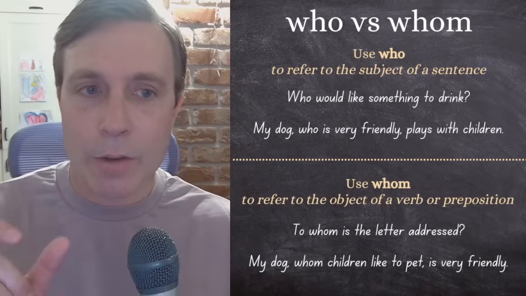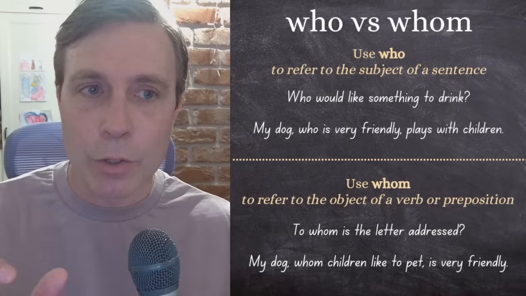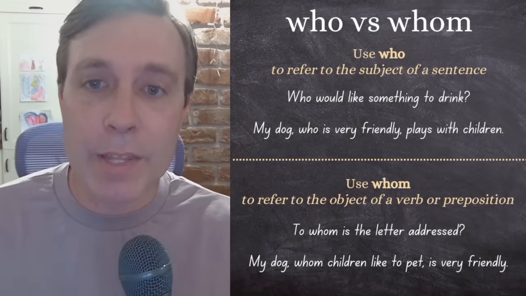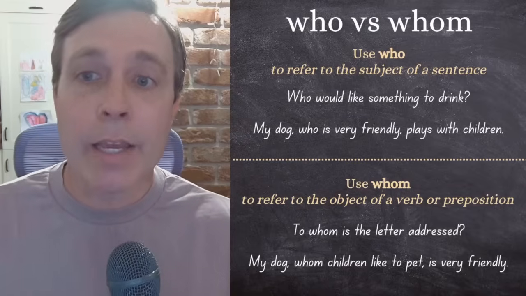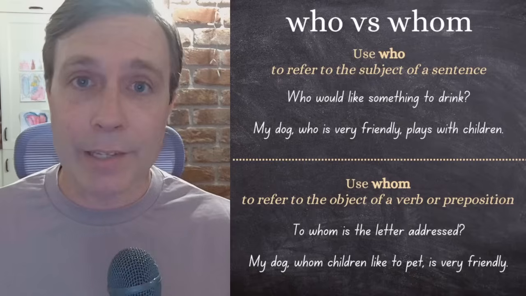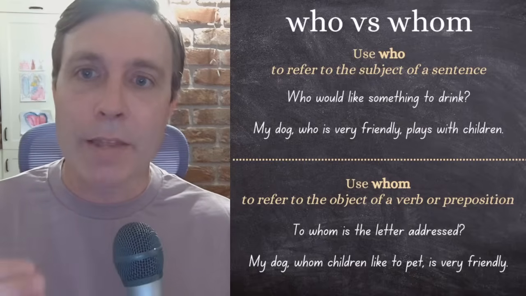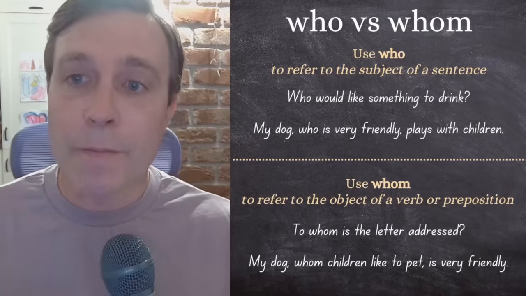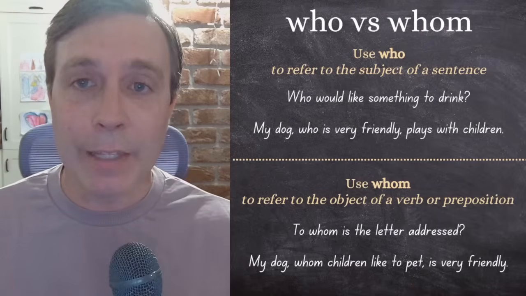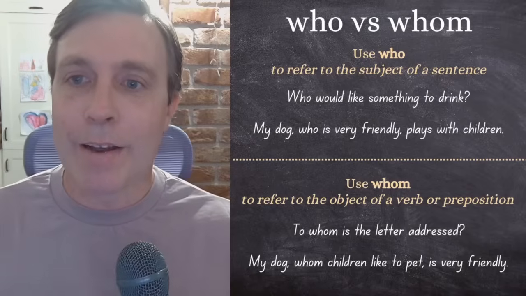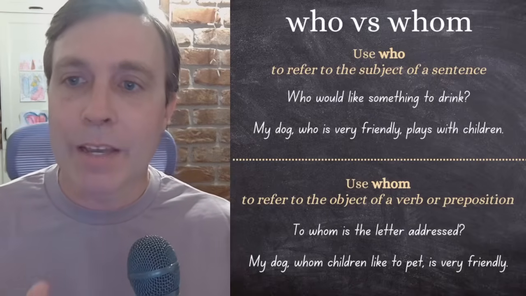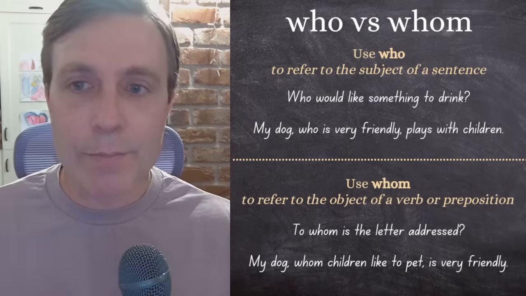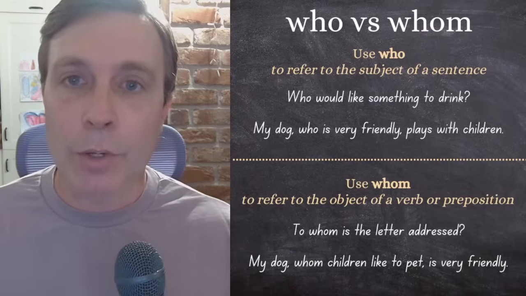A quick little thing to say, if you're trying to figure out which one to use, who or whom, if I replace it with a subject like he or she: he would like something to drink, she would like something to drink. That tells me, okay, the subject, I should use who. Or my dog, who is very friendly, again, this is a non-restrictive clause. My dog, who is very friendly, plays with children. He is very friendly. She is very friendly. I'm going to use who.